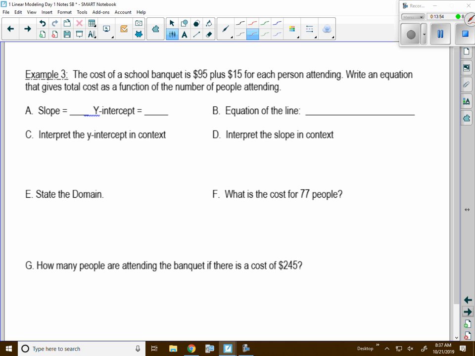Example 3, the cost of a school banquet is $95 plus $15 for each person attending. Write an equation that gives a total cost as a function of the number of people that attend. I want you to see if you can fill in A and B. Do A and B all on your own. Okay, so slope, y-intercept, and write the equation.